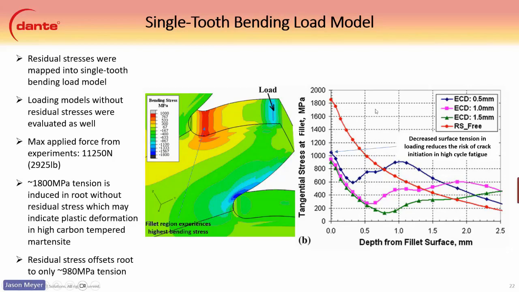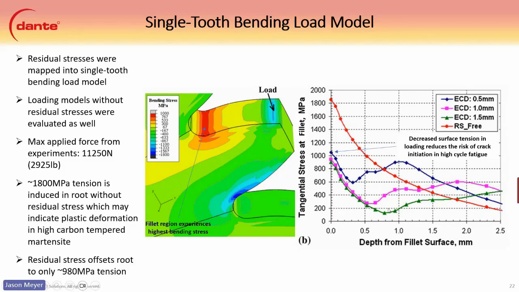And then there's a with and without residual stress. So the red line here is the residual stress-free loaded condition. And we can see we have 1,800 or so MPa tension from that loading process. And then the decrease in that surface tension from each one of the carburization depths here. And we can see that the one with the highest tensile stress here was the lowest case. And then as it goes deeper, it has a little bit of a deeper case here.